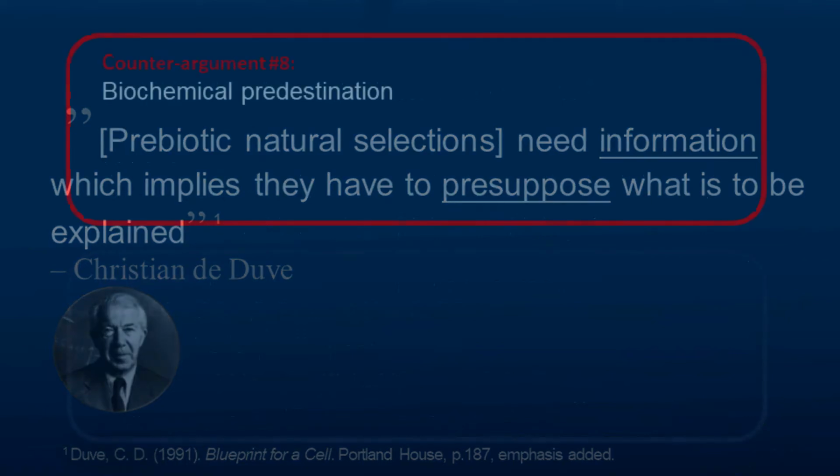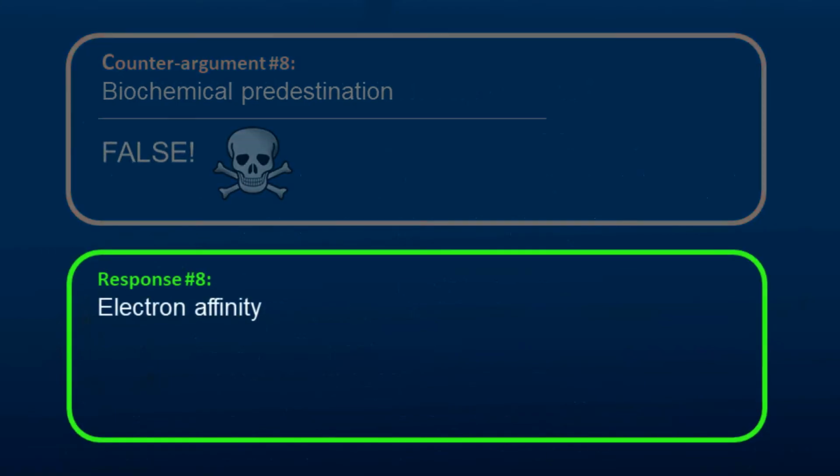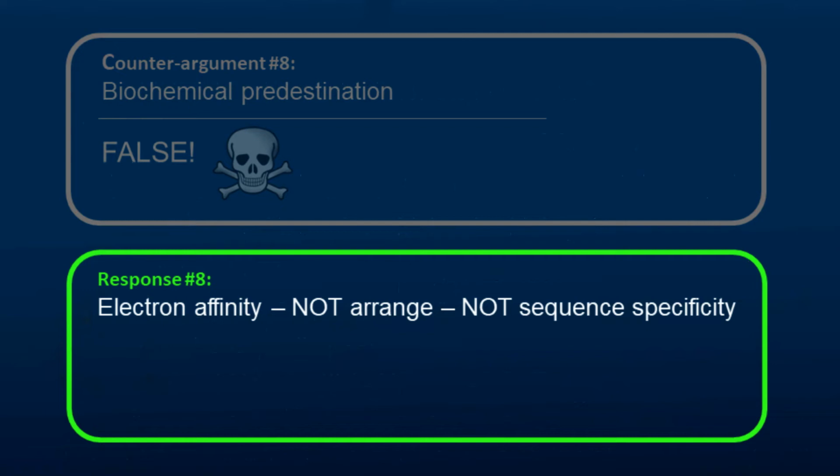End of quote. Another counterargument is that biochemical predestination can account for the information in DNA using attraction. This argument is completely false. Differences in bonding affinity do not determine the arrangement of bases and cannot explain sequence specificity. Therefore, it cannot explain the information in DNA.